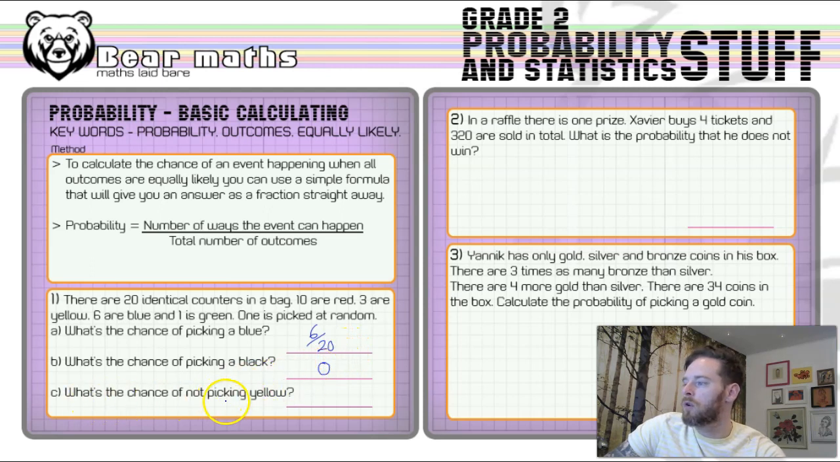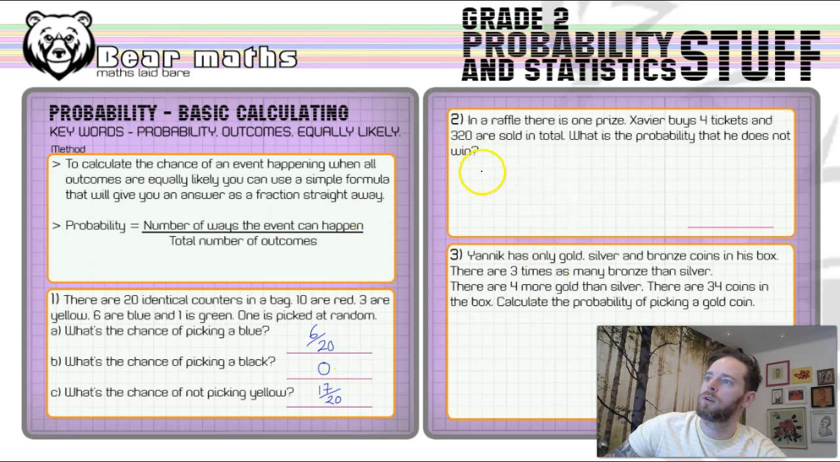What is the chance of not picking a yellow? Slightly different language in this one. So how many colours are there that are not yellow? Red, blue, and green. So 10, 6, and 1. So that's going to be 17 out of 20. Okay? Be careful with these ones, picking not yellow, make sure you read that carefully. You could think of 20, take away the number of yellow that there are, and then put that out of 20. That's exactly the same thing, it's just a different way of thinking about it.